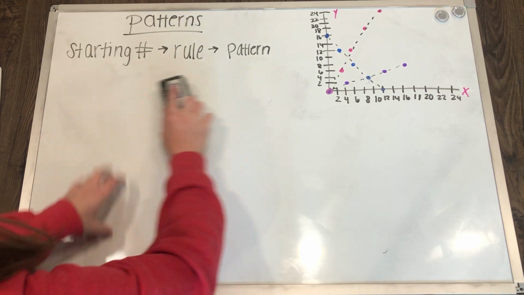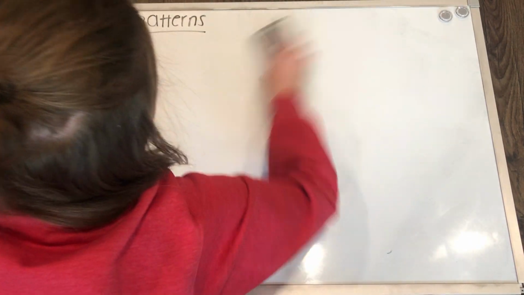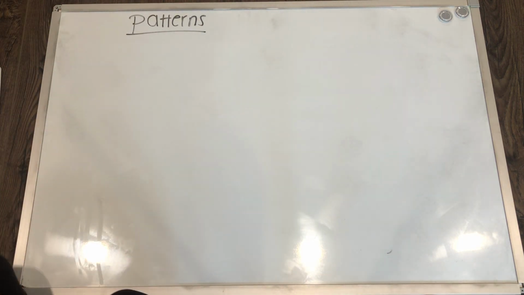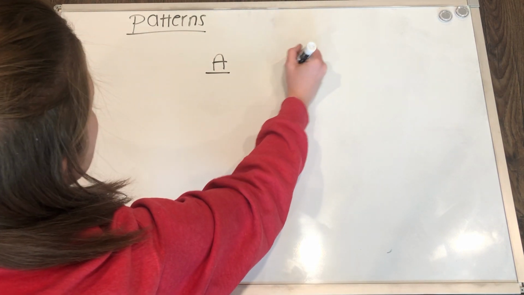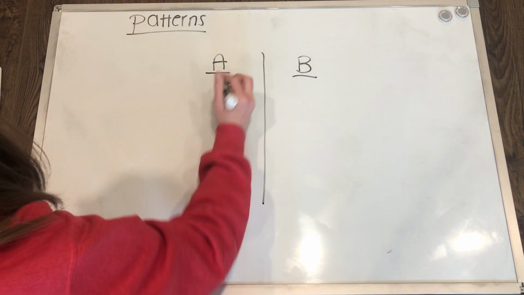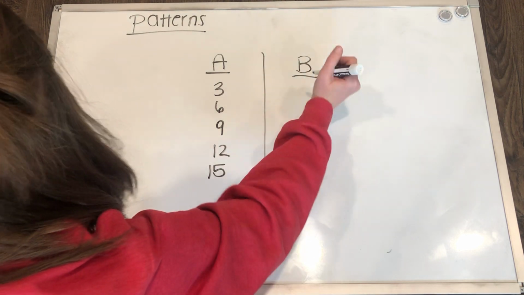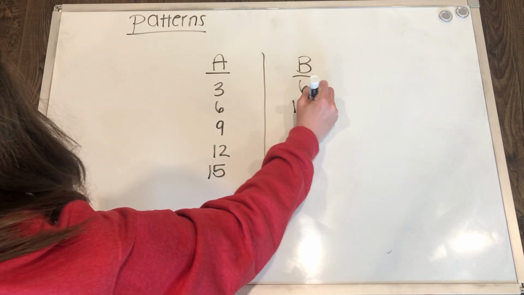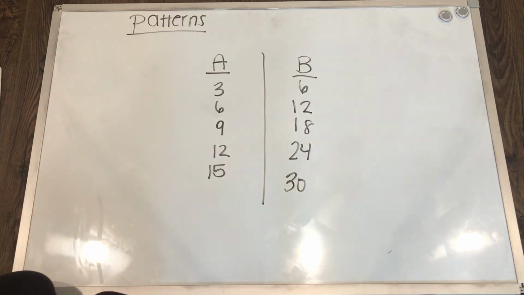So now let's start looking at comparing patterns, okay? We're going to do just a couple of problems with figuring out, when we're going from one to the other, what's happening. So if we have pattern A and pattern B, and we go 3, 6, 9, 12, 15, and 6, 12, 18, 24, 30. What is happening?